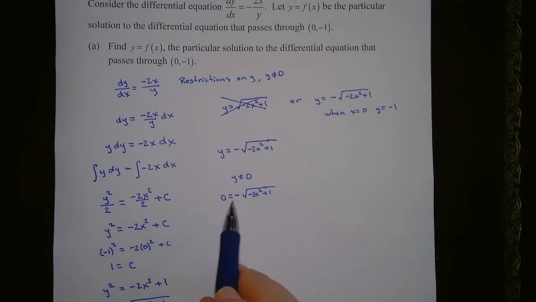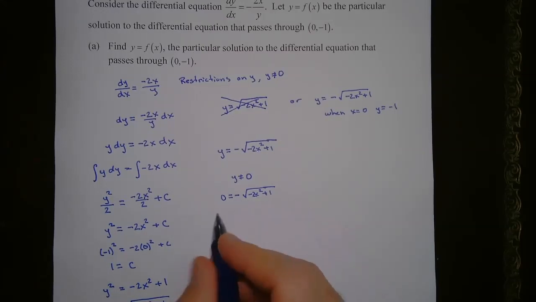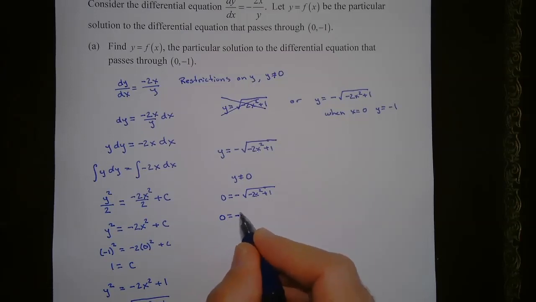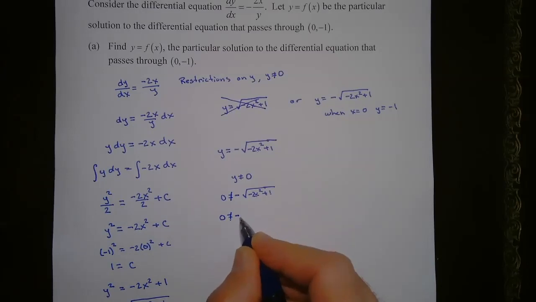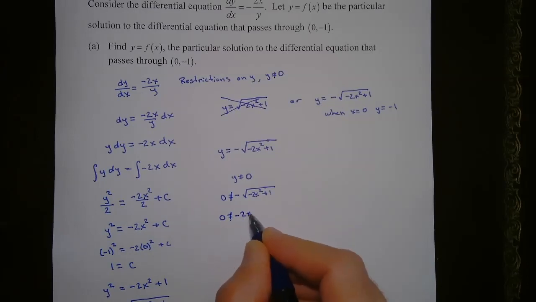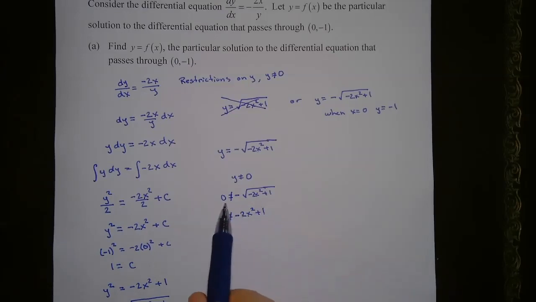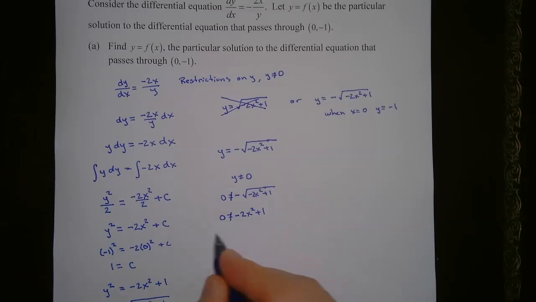I'm going to multiply both sides by negative 1 to get the square root by itself, and then I'm going to square both sides, okay? So you'd wind up with 0 can't equal negative 2x squared plus 1, because the only way for this to be 0 is if the inside of the square root is 0. Okay, so then I'm going to move my negative 2x squared over.